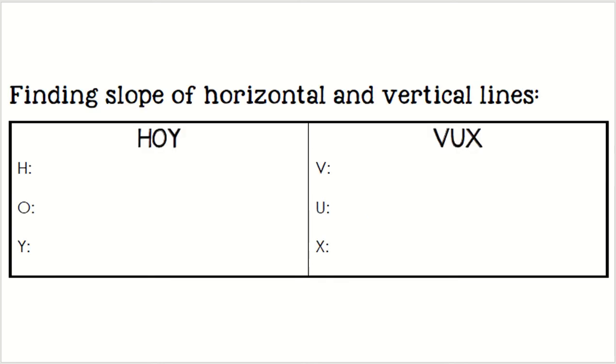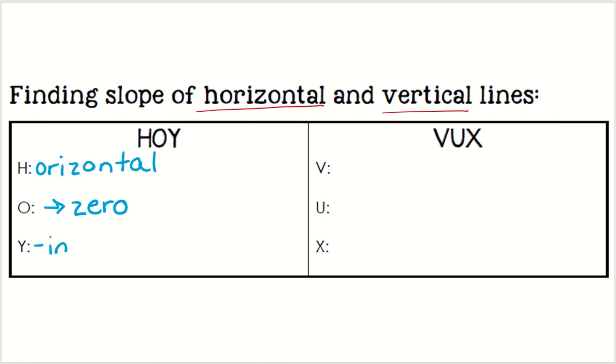All right, so we are now on page 18, I believe. And this is a mnemonic device that's going to help us to find the slope of horizontal and vertical lines. So HOY is going to stand for horizontal. The O looks like a 0, so it just stands for 0. And the Y stands for a y-intercept, which would look like y equals a number. This helps us because when our line is horizontal, our slope is 0.